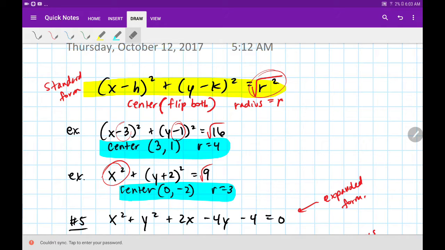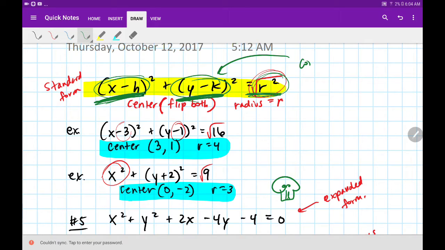What's missing is these parentheses. Whoa, these parentheses here are what helped us flip. And then the number over here on the right side is what we took the square root of for our radius. Now, all that stuff is missing here. So we need to actually create these parentheses. Okay, we need to create them. That's called completing the square.